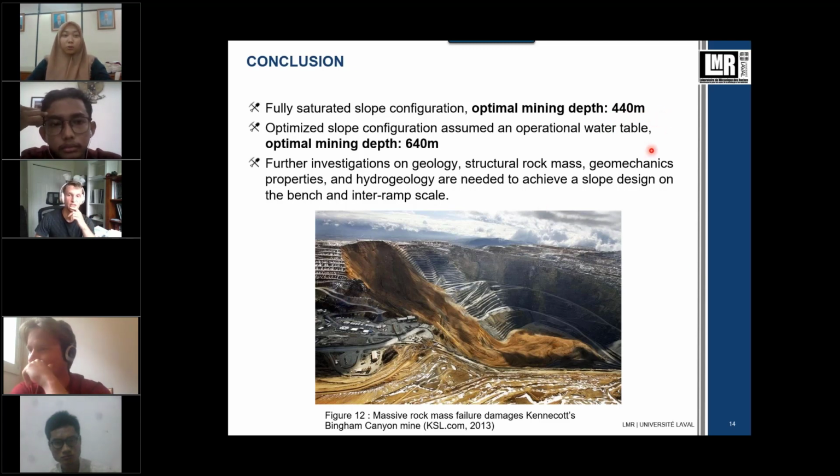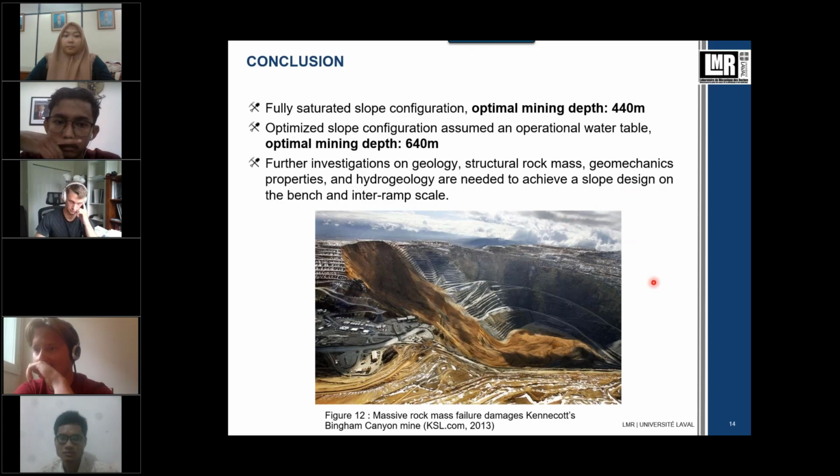By implementing a mine dewatering system, the optimal mining depth could be improved to 640 meters. To confirm this affirmation, further investigation on geology, structures, hydrogeology, and seismicity is needed to achieve a right slope design and avoid a situation as presented in this figure, which probably a lot of people know what happened there.